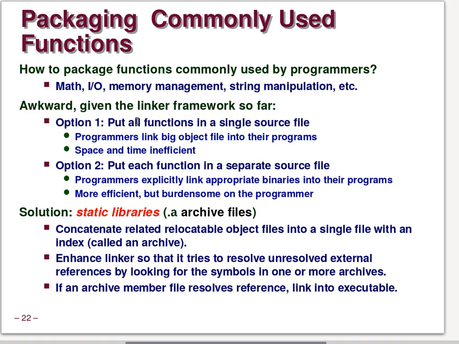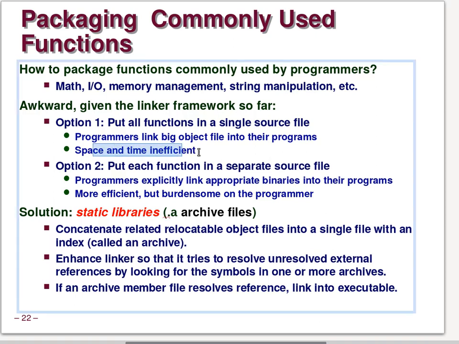So option one, put all functions in a single source file, and then everyone is given that source file. It's space and time efficient because the compiler can really compile it all down. Another option is push each function into a separate source. Programmers explicitly link what they want to. More efficient, but can be very burdensome.